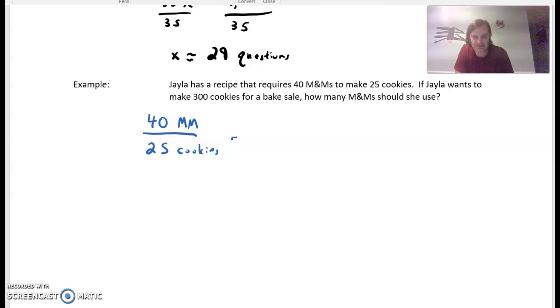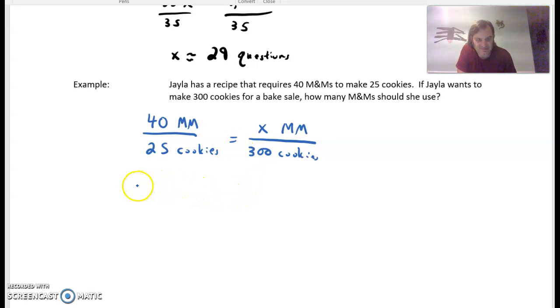And if we put units with them, it helps us keep things straight. Especially if they're different units, they need to be lined up. So you want to take the scenario that's related, like the 40 M&Ms make the 25 cookies, and then the other proportion, it says if Jayla wants to make 300 cookies, so that puts 300 in line with the 25. How many M&Ms does she need? Well, we don't know, but it goes in line with the 40 M&Ms.